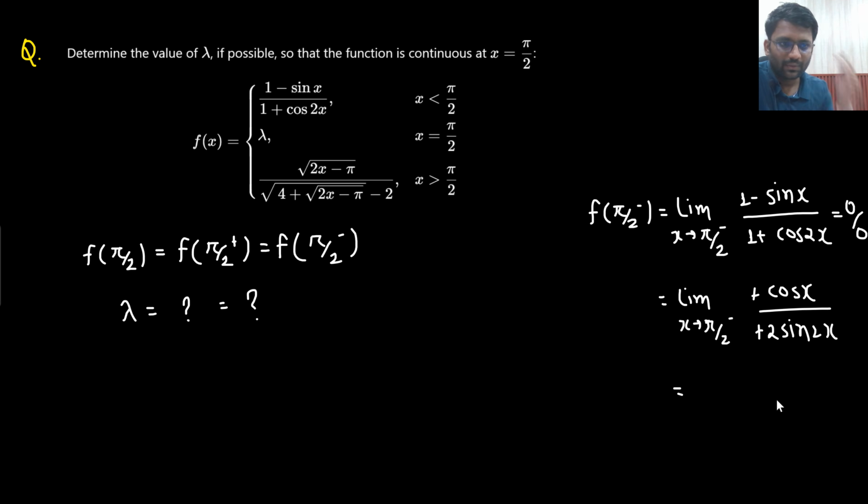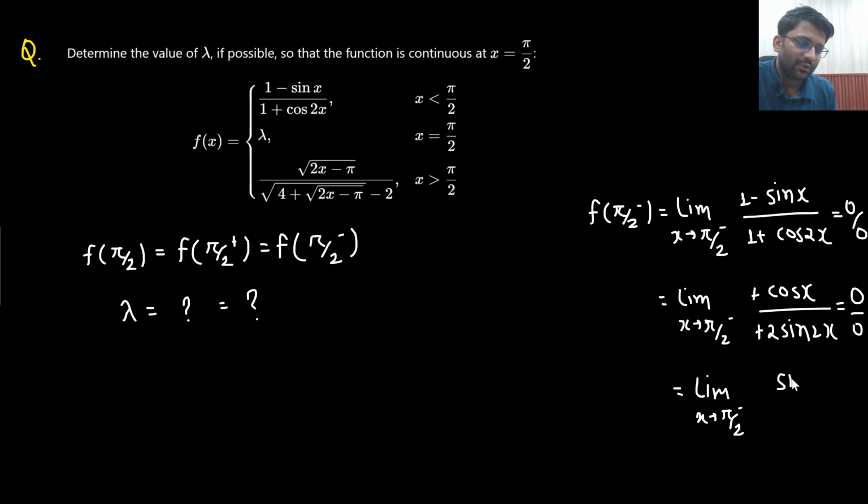What is the value of cos pi by 2? That is 0. Again I am getting 0 by 0 form. Do notice this thing, that if I put cos pi by 2 here, what I am getting? 0. And sin pi is also 0. Again 0 by 0 form. So again I will have to apply L'Hopital rule.